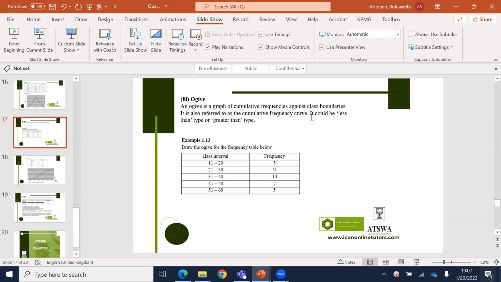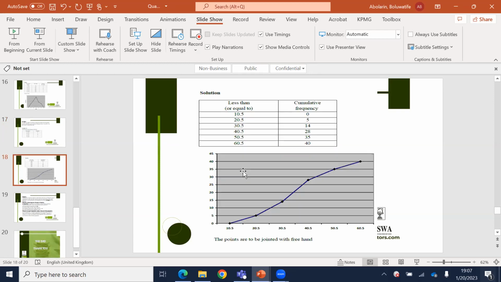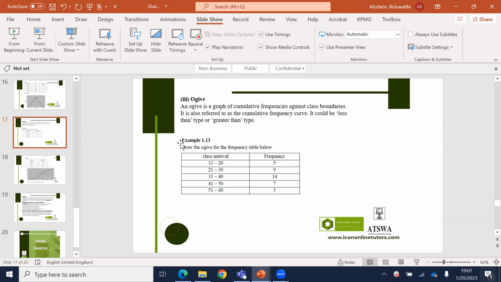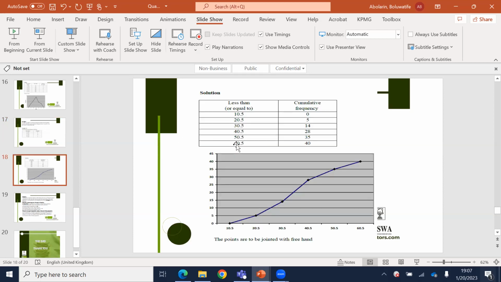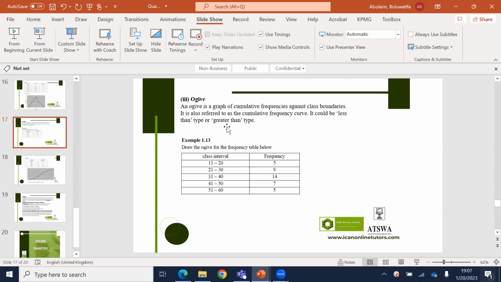So they said it could be less than or greater than. This is a question: draw the OGIVE for the frequency. 11 to 20, 21 to 30, and so on. So this is the solution. This one is dealing with less than or greater than. They said it could be less than or greater than.